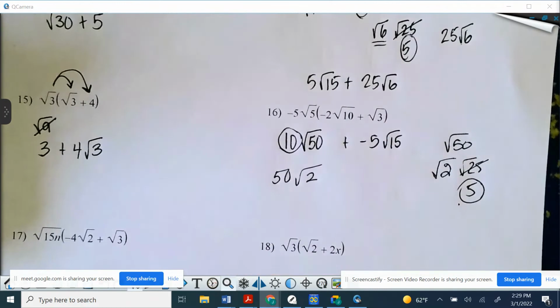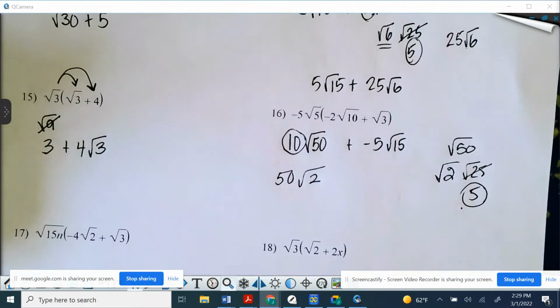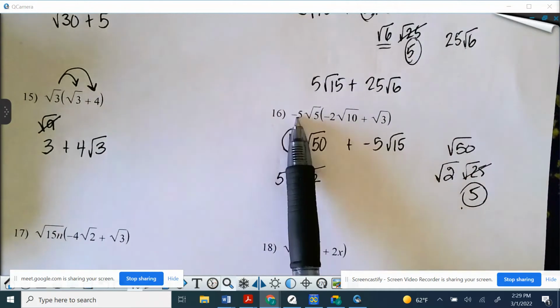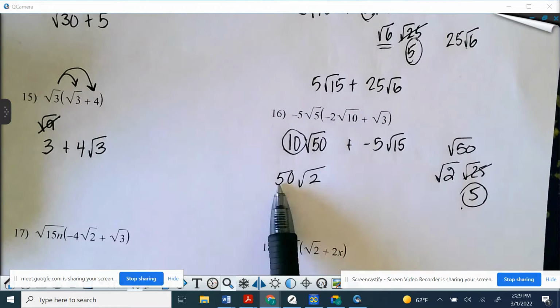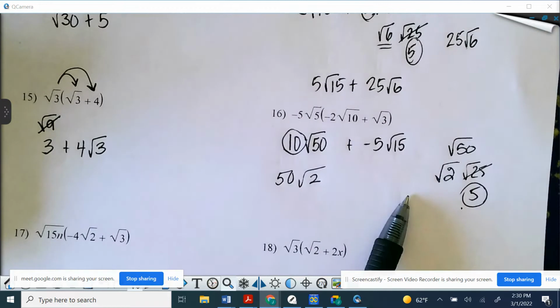The other way you can check these, if you get your answer and you're not 100% sure, you can type this in your calculator or in Desmos or wherever you are, and then you can type your answer choice in there too. And it's going to give you out a decimal, but the decimal should match, which would be how you could check and make sure you're doing okay.